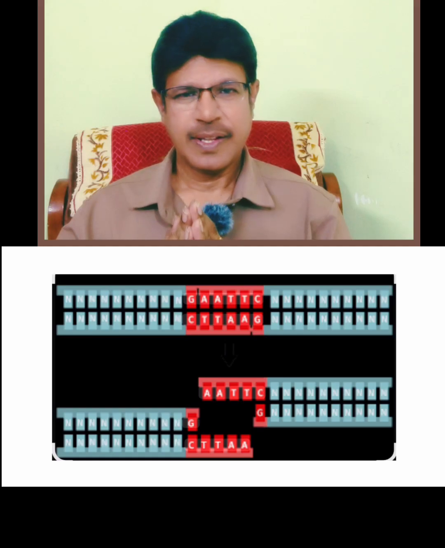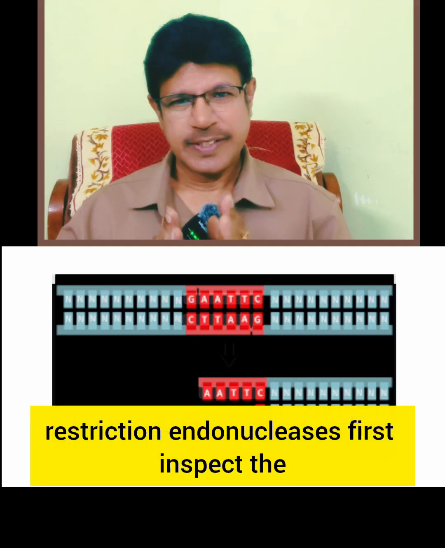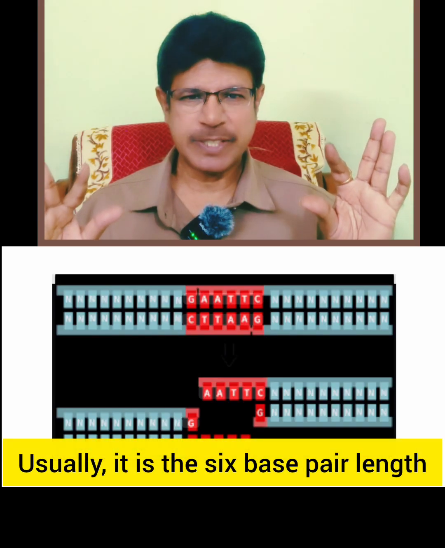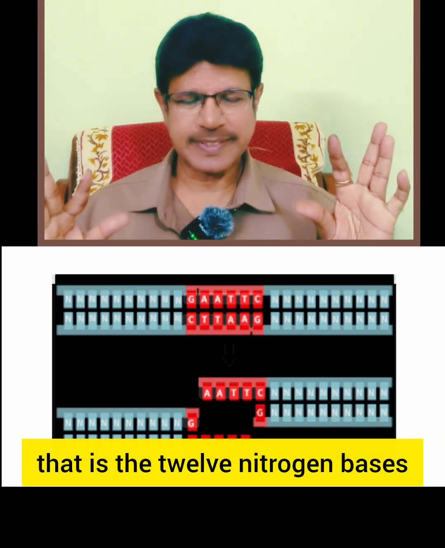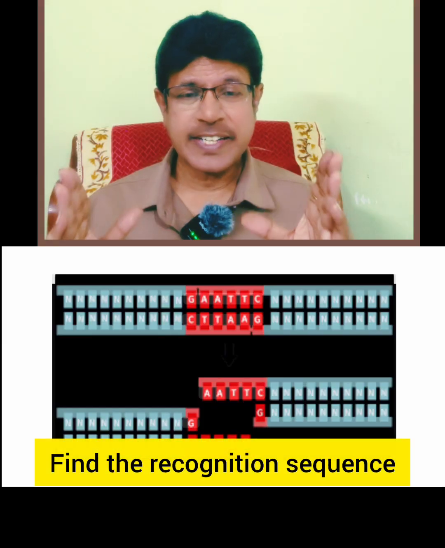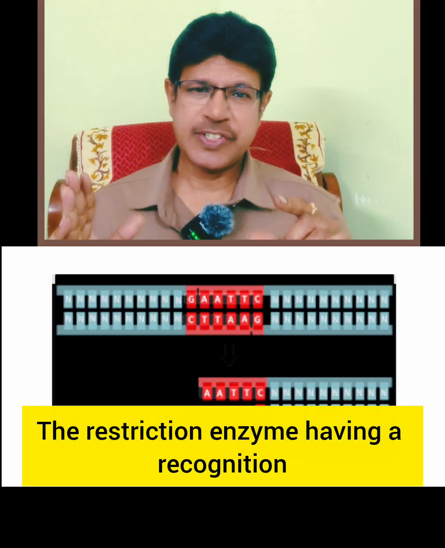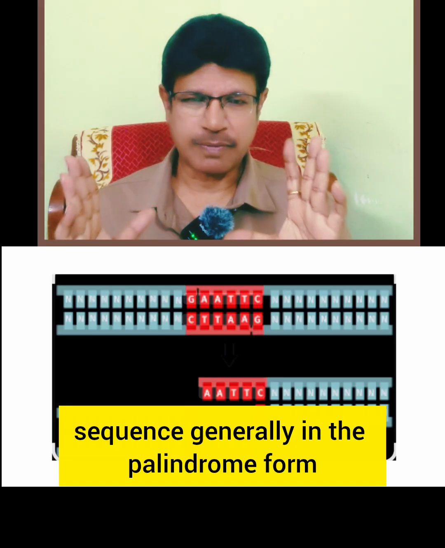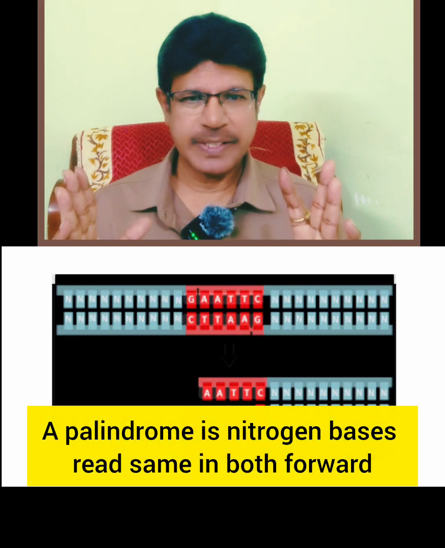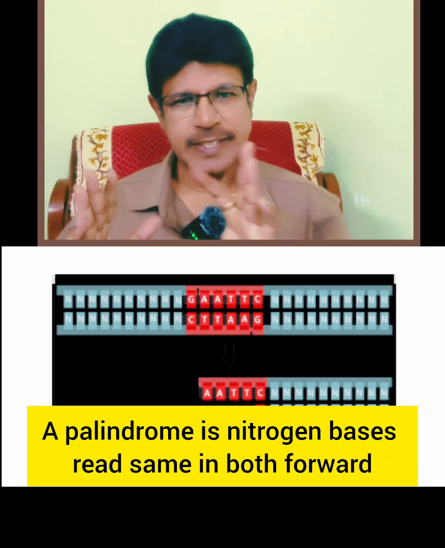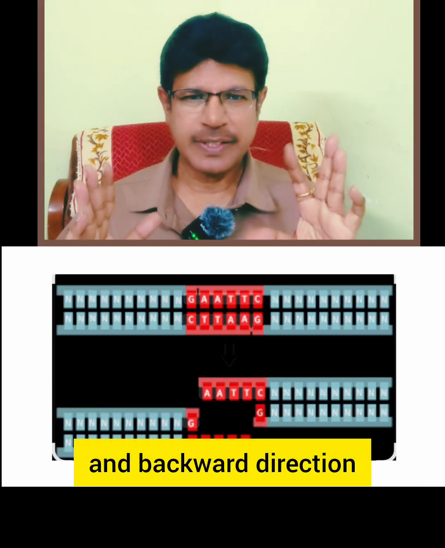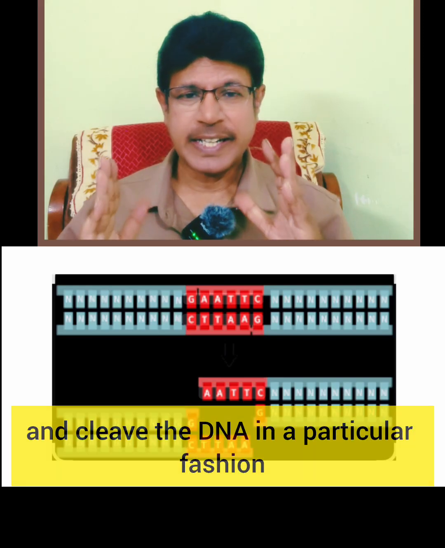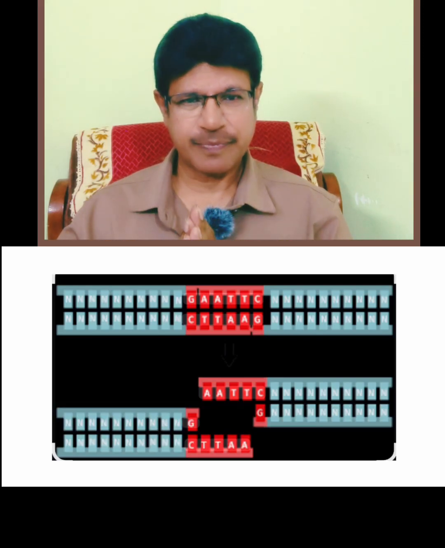Next, the restriction endonucleases first inspect the length of the DNA sequence. Usually it is 6 base pairs in length, that is 12 nitrogen bases. They find the recognition sequence. The restriction enzyme has a recognition sequence generally in palindrome form. A palindrome is a sequence of nitrogen bases that reads the same in both the forward and backward direction. After recognition, it binds to it and cleaves the DNA in a particular fashion.